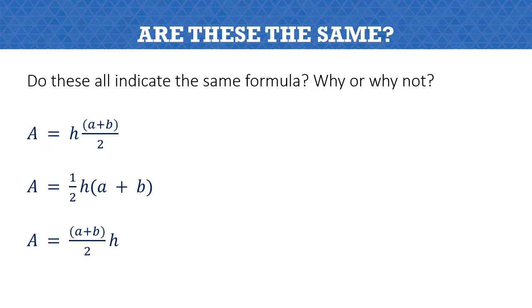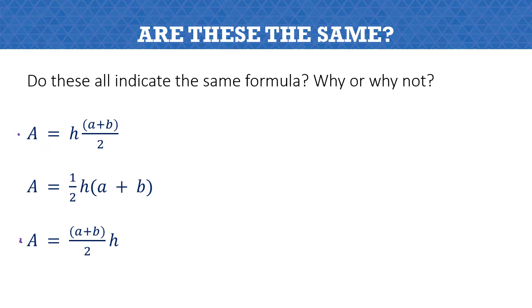And we have the second one here. A is equal to 1/2 h times a plus b. And this last one, A is equal to a plus b divided by 2 times h. Well, this first one here and this last one look very similar. Just notice that the h on the first one comes first, and on the last one it comes second.